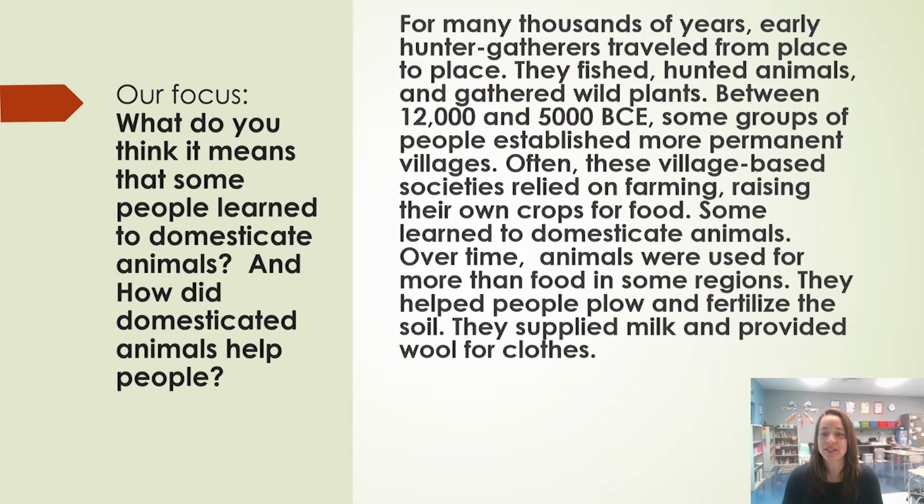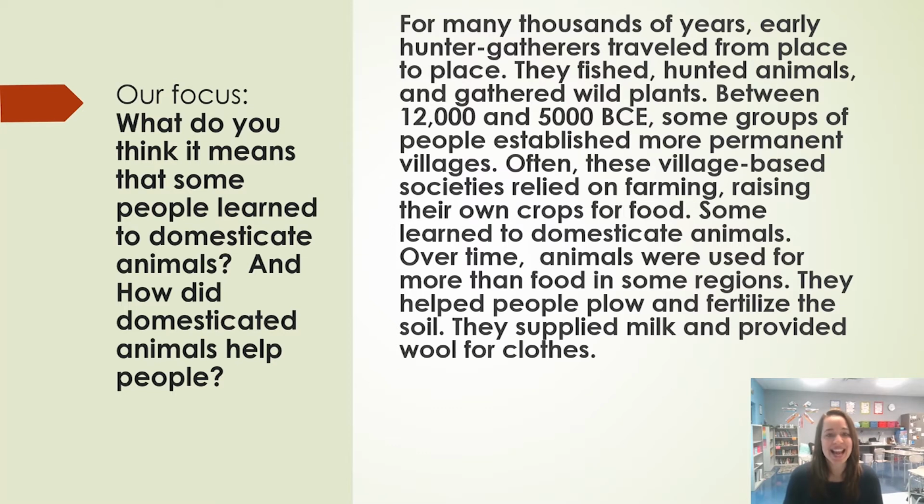For many thousands of years, early hunter-gatherers traveled from place to place. They fished, hunted animals, and gathered wild plants. Between 12,000 and 5,000 BCE, some groups of people established more permanent villages. Often, these village-based societies relied on farming, raising their own crops for food. Some learned to domesticate animals. Over time, animals were used for more than food in some regions. They helped people plow and fertilize the soil. They supplied milk and provided wool for clothes.